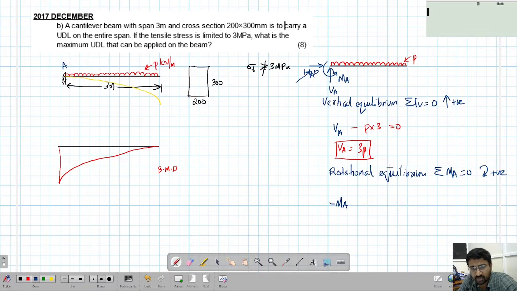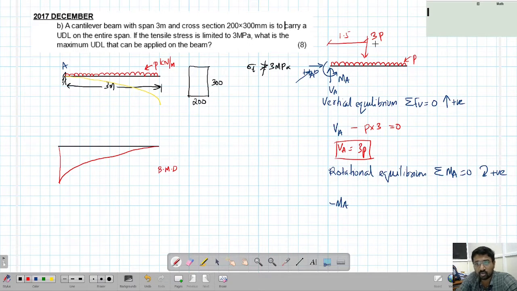The UDL will cause a moment. Now you can see this UDL, the resultant of the UDL, we can assume to be acting at the center. The value will be P into L, that means 3P. 3P will be acting at the center. Center means it is 1.5 meter.